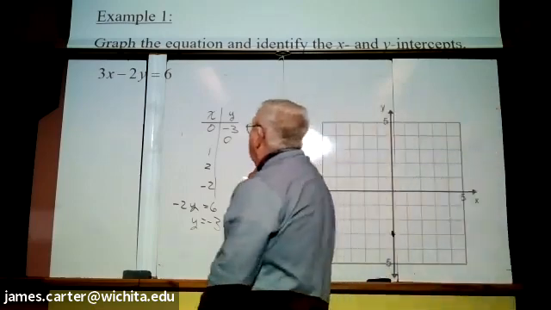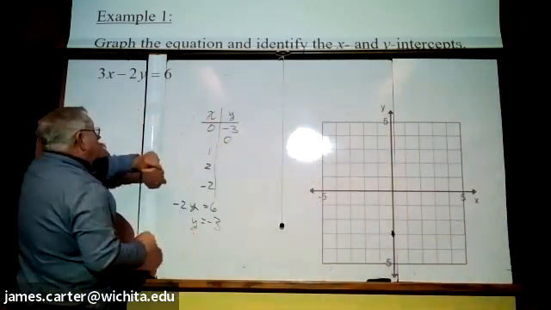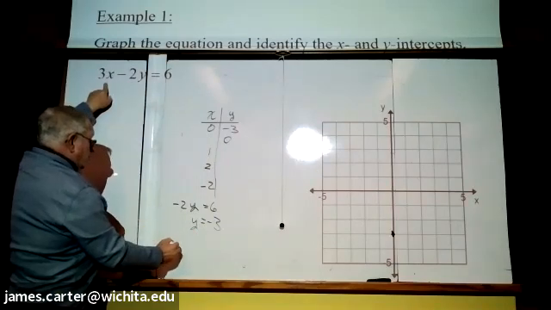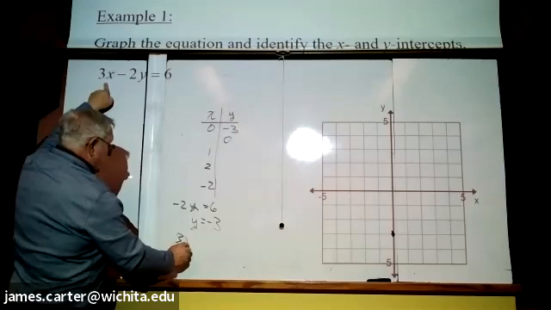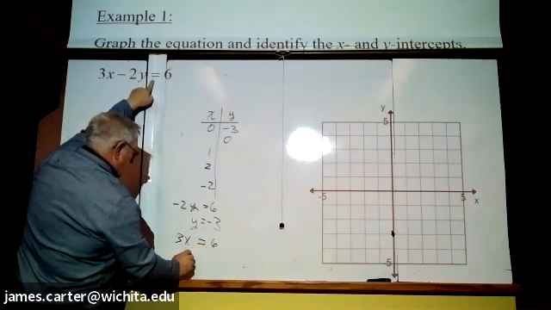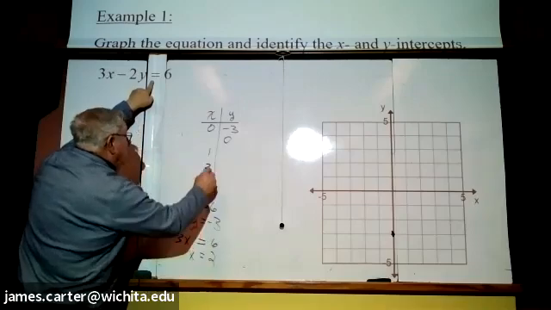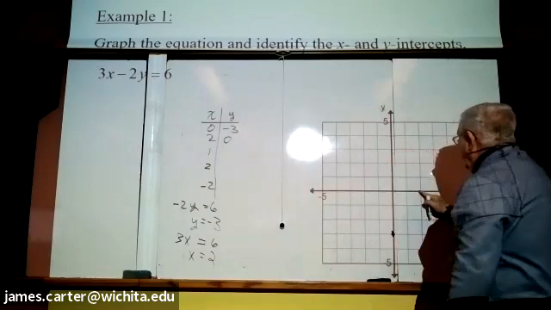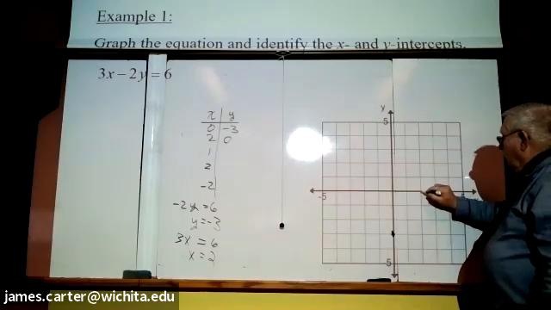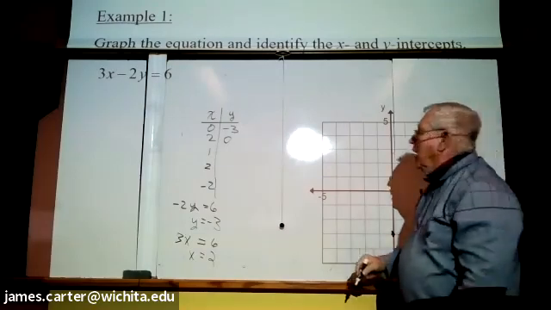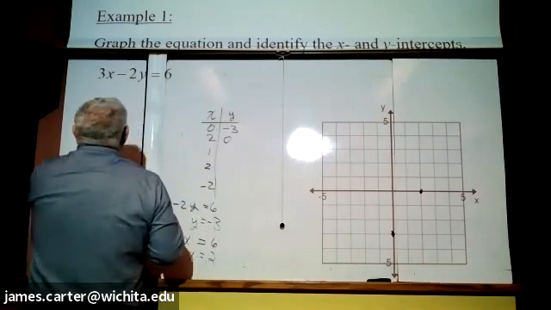Okay, then the next point I've chosen, I'm going to let y be 0 and solve for x. So here I have 3x equals 6, x equals 2. So I get the point (2, 0), which is right there. Now, just based on those 2 points, I could draw the line, but let's go ahead and do another 1 or 2 of these.